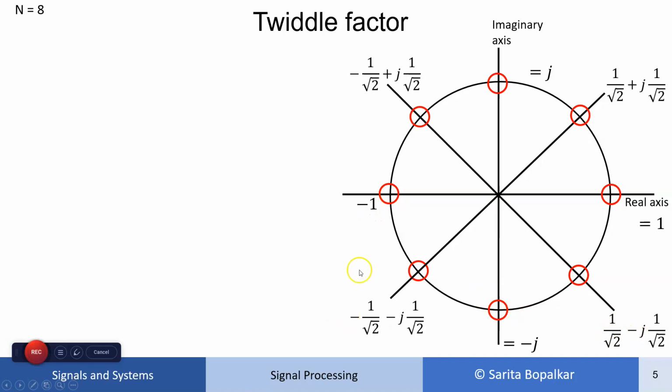Here real is negative and imaginary is also negative. Here real is negative, imaginary is positive. Here real is positive, imaginary is also positive. So for these diagonal values you need to remember the real part is 1 upon root 2, the imaginary part is also 1 upon root 2, and the sign you have to consider according to its position.